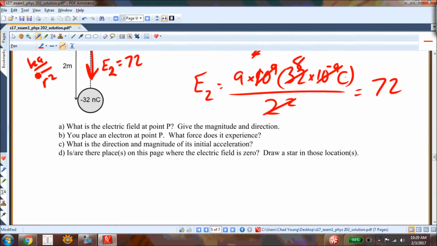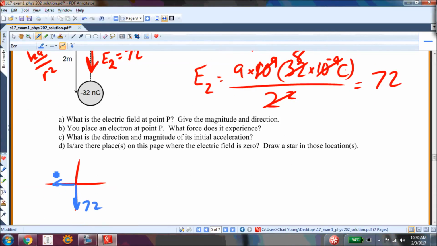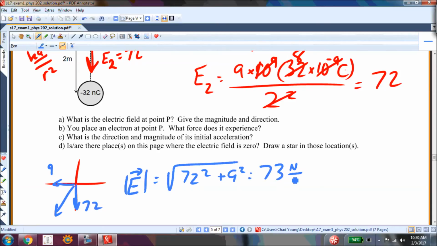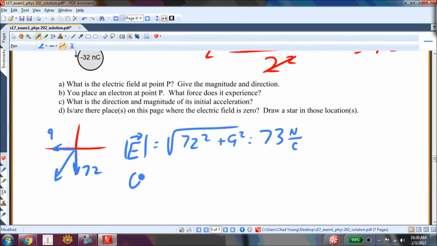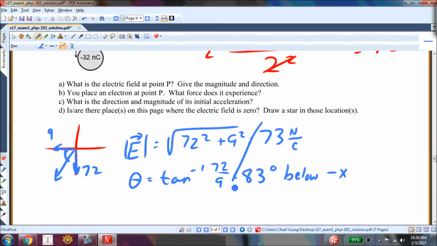And now I want to know just the magnitude and direction. Well, I've got my vectors, 72 and 9. The resultant is going to be here. The magnitude of that electric field is going to be the square root of 72 squared plus 9 squared, and that's equal to 73 newtons per coulomb. And then theta, which is this angle right here, is the inverse tan of 72 over 9, which is 83 degrees below the negative x. All right, so that's the answer for the first one.